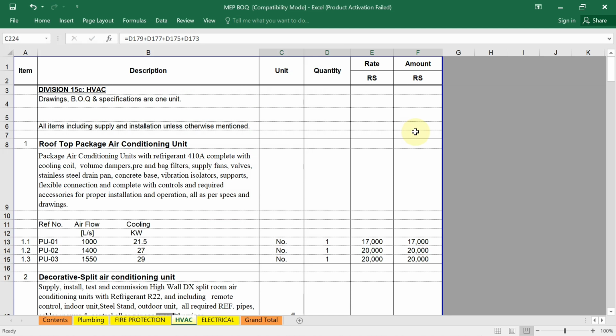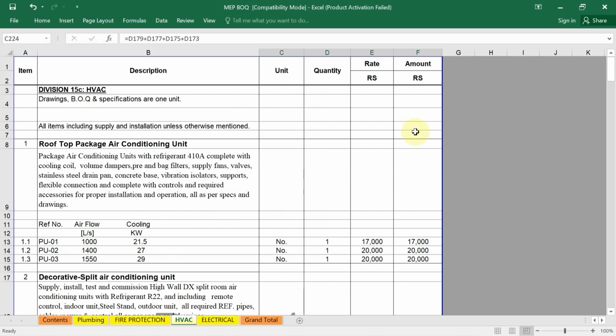So in this lecture, I will show you how to prepare a bill of quantity for HVAC work. Remember all of you, preparing a bill of quantities for HVAC, heating, ventilation and air conditioning work involves detailing all the materials, equipment, labors and other costs associated with the HVAC system installation or maintenance. So here I will give you the step by step guide to prepare a comprehensive BOQ for HVAC work.